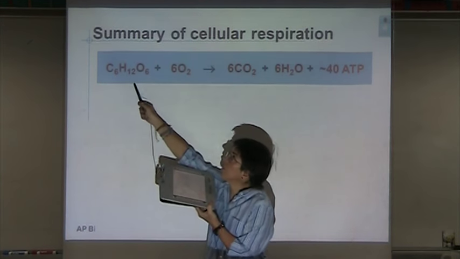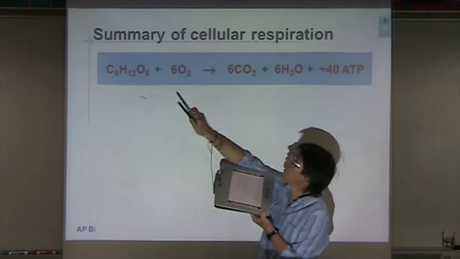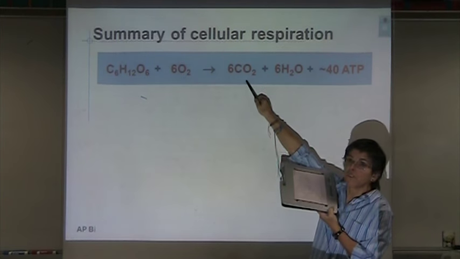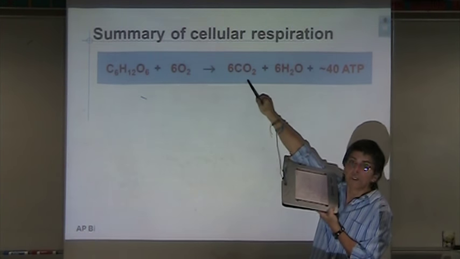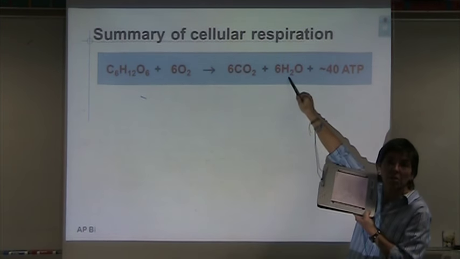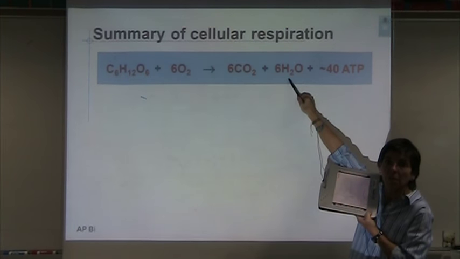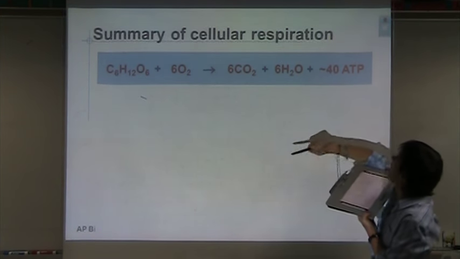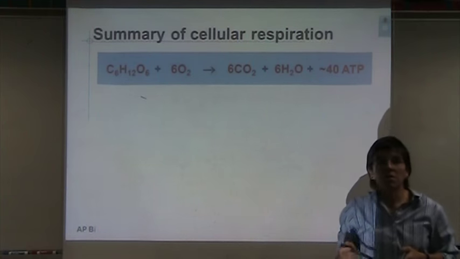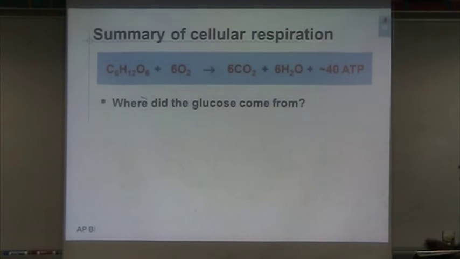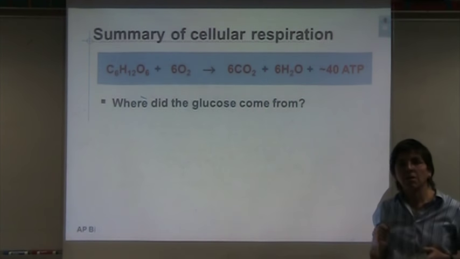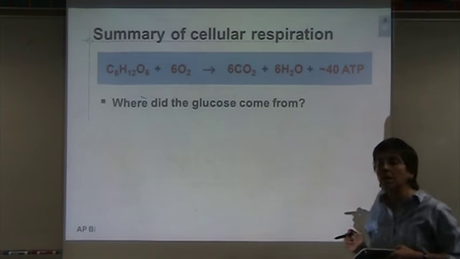So we needed glucose, we need 6 molecules of oxygen, and you're going to produce 6 molecules of CO2 that are released, and actually 6 molecules of water. That's the metabolic water that we are making inside, and a total of about 40 ATPs. So, questions for you, please try to answer them in your head before I give you the answer.